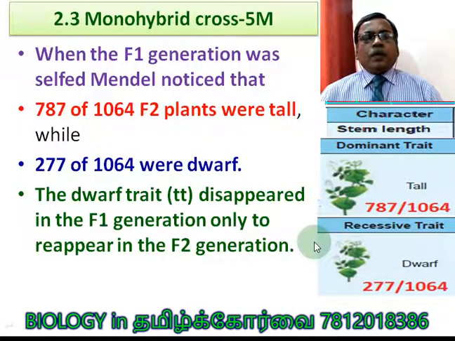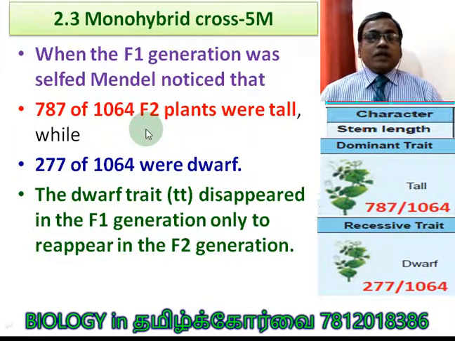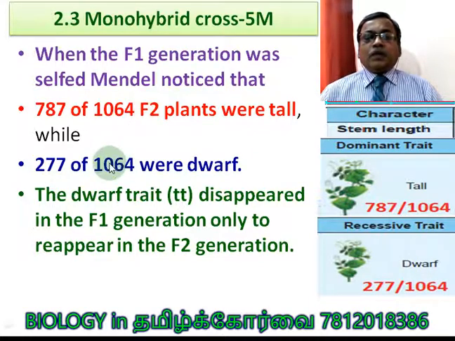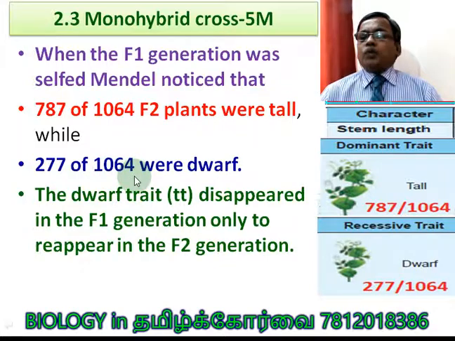Understood? When the F1 generation was selfed, Mendel counted the number of plants produced by the F1 self-pollination. How many tall plants did he count? 787 out of 1064 F2 plants were tall. So this is one of the successes for Mendel. 277 of 1064 were dwarf. The dwarf trait disappeared in the F1 generation, students, and it reappeared in the F2 generation. So 787 out of 1064 were tall and 277 out of 1064 were dwarf.